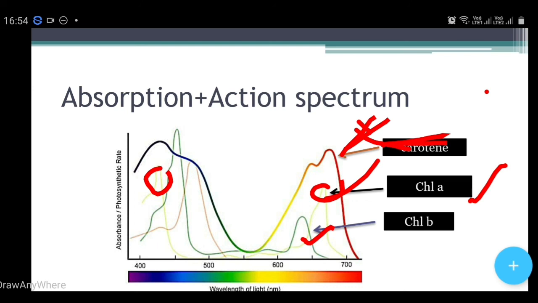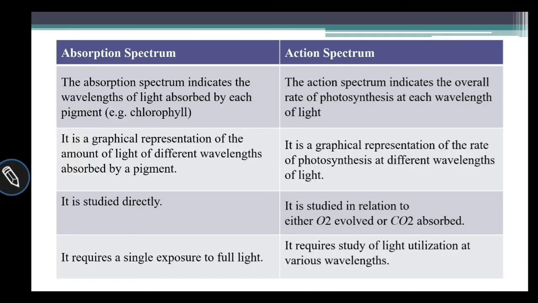So the absorption spectrum helps us to learn which wavelength is being absorbed by which pigment, and the action spectrum helps us to learn the rate of photosynthesis produced by different pigments. Okay, so coming to the difference between action and absorption spectrum. The absorption spectrum indicates the wavelength of light absorbed by each pigment, for example chlorophyll, whereas the action spectrum indicates the overall rate of photosynthesis at each wavelength of light.